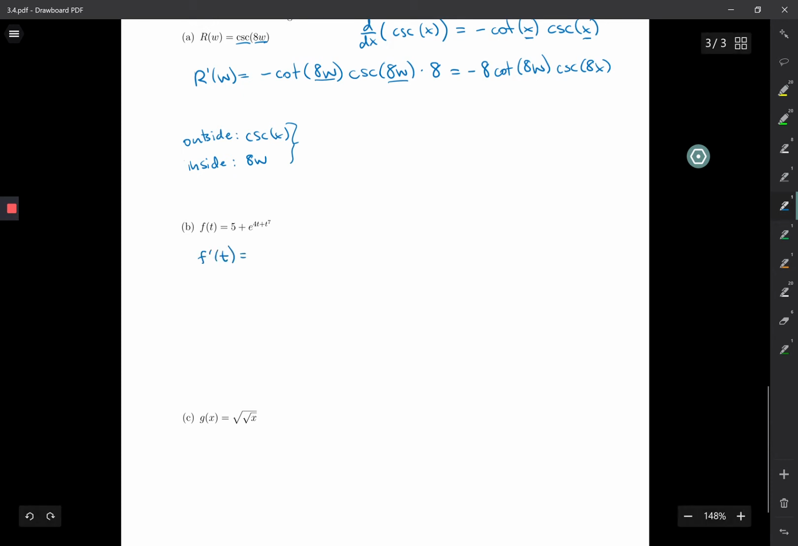So what we have here is 5 plus e to this power of stuff. So first of all, the derivative of 5 is 0, and then we want to take the derivative of e to the 4t plus 7 plus t to the 7th. So we know that the derivative of e to the x is just e to the x. So what we're going to get is e to that same thing where we leave everything in the exponent alone, right? So that's the derivative of the outside function.